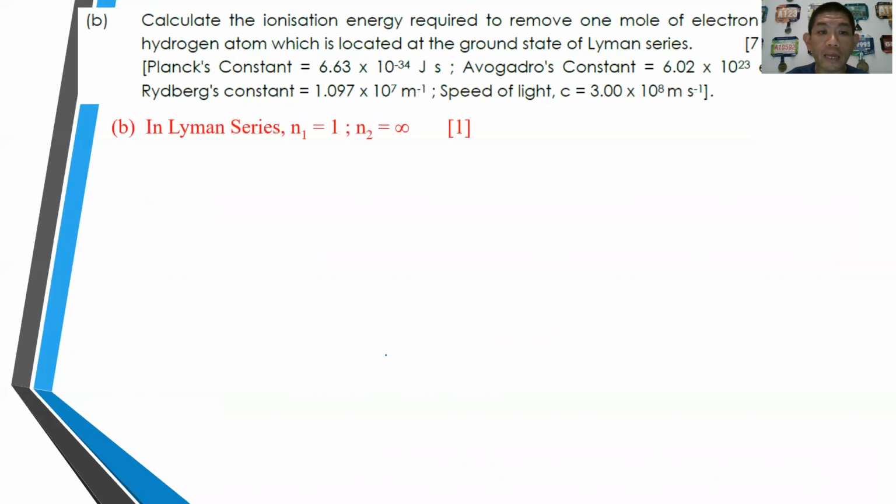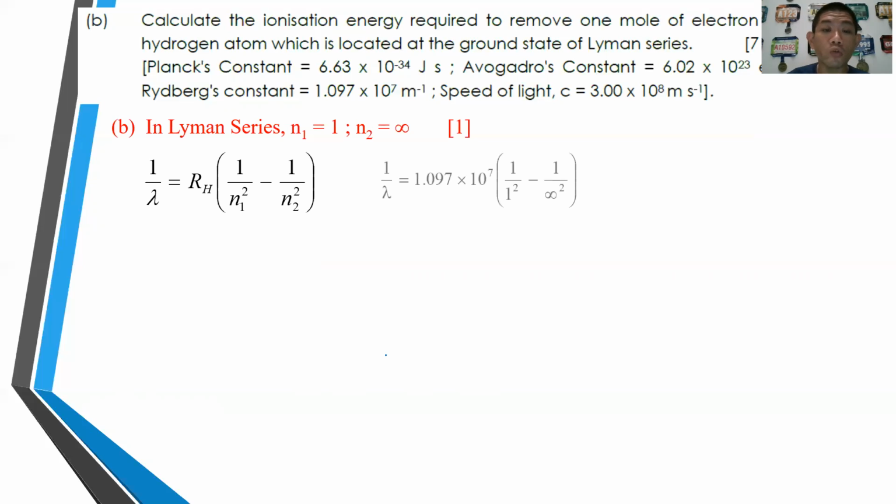So first of all, in the Lyman series, you have to mention that the ground state energy level N1 is equal to 1, while it must reach N equals infinity in order to remove an electron. So you apply the Rydberg equation. 1 over lambda is equal to RH times 1 over N1 squared minus 1 over N2 squared, and you substitute accordingly. So you have 1 over lambda is equal to 1.097 times 10 power 7, times 1 over 1 squared minus 1 over 2 squared.